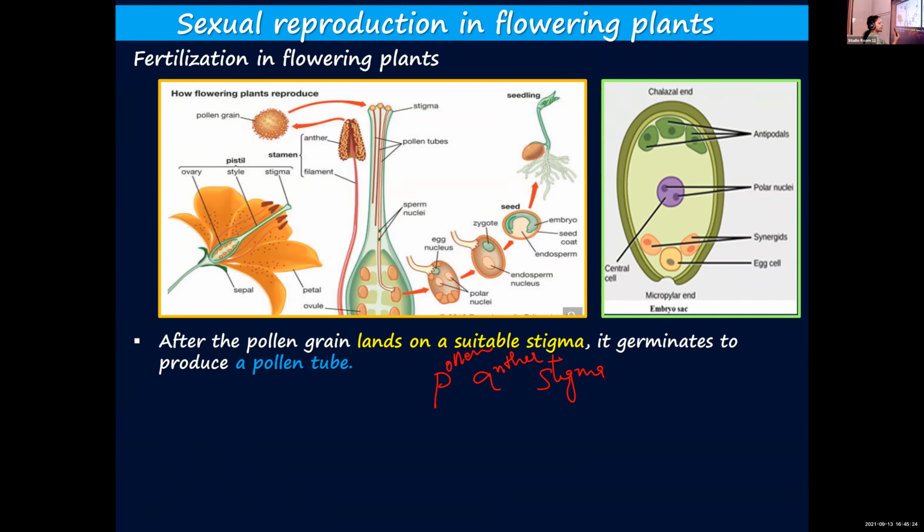After the pollen grain lands on the stigma. So under pollination, we had learned transfer of pollen grains from anther to stigma is known as pollination. I told you to remember the mnemonic PAS. Transfer of pollen grains from anther to stigma. P for pollen, A for anther, S for stigma. I'm just repeating so that you'll get the continuity. Transfer of pollen grains from anther to stigma, that is known as pollination.